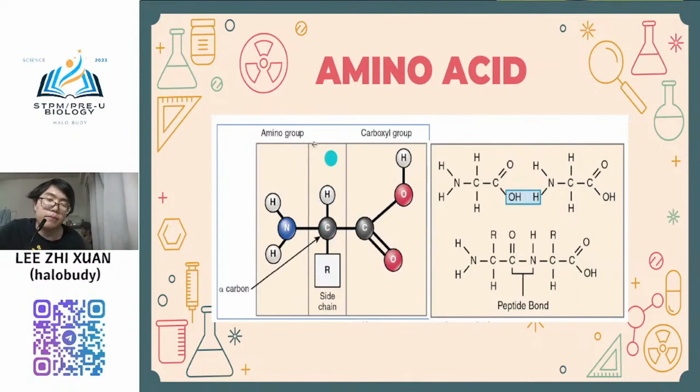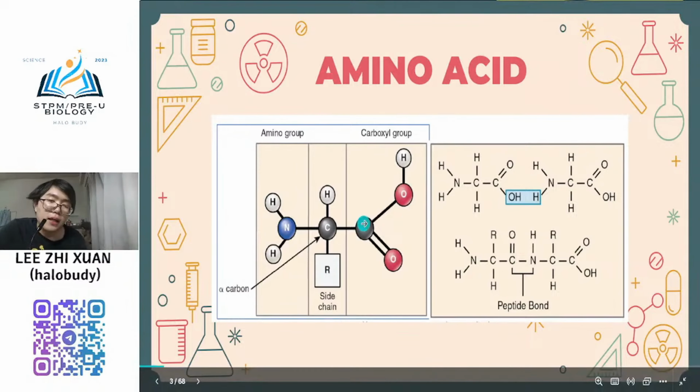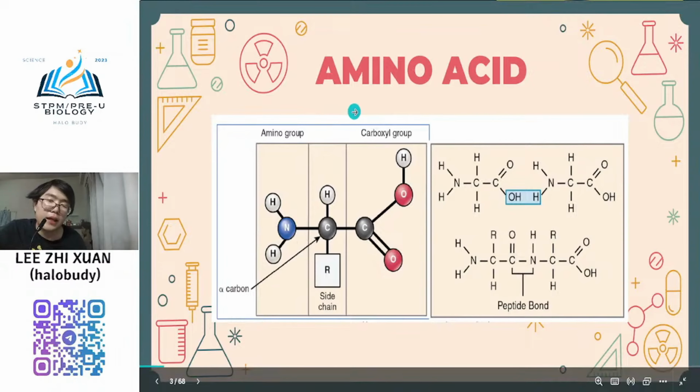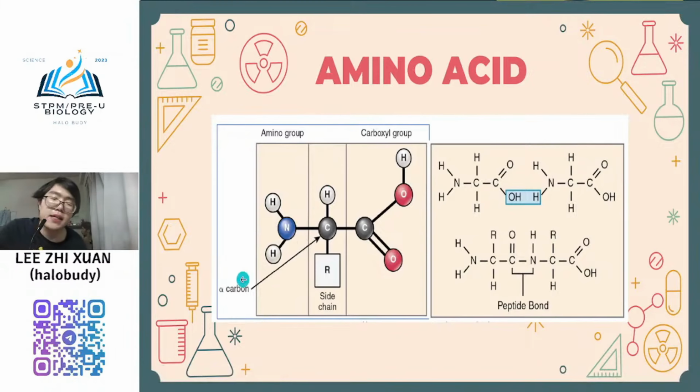You can see that the basic amino acid structure has a carbon at the center, and it contains two groups: an amino group and a carboxyl group. That is why it is called amino acid. Amino comes from the amino group, and acid comes from the carboxylic acid. The amino group is NH3, sorry, normally NH2, and the carboxyl group is COOH.